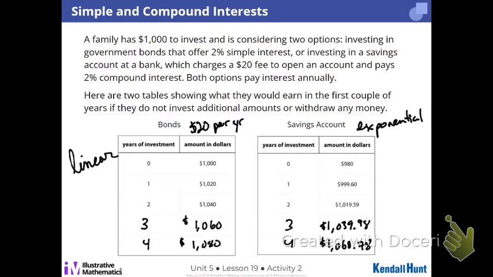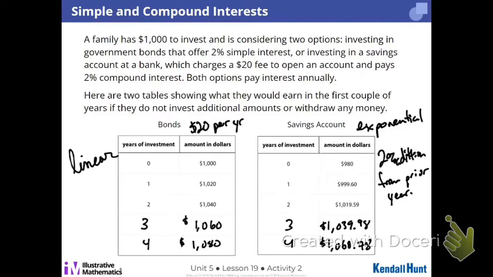The other one would be 2% of 980, 2% additional from the prior year or something like that. Right? Because with the compound, it's taking the previous year over and over, and you're getting 2% of that plus 2% of the next, 2% of the next. That's why that one is exponential.